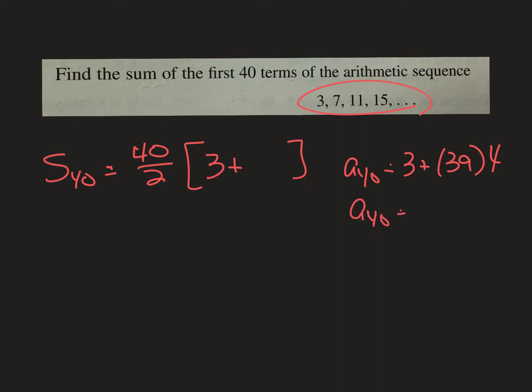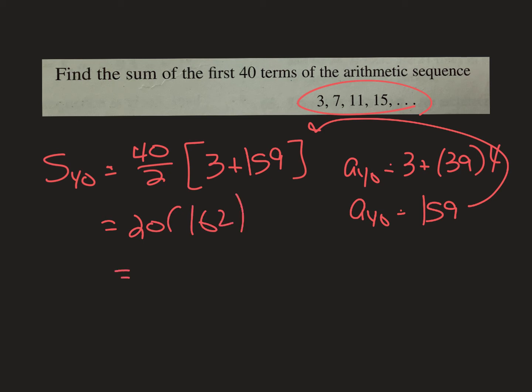3 plus, let's see, 39 times 4 would be 156 plus 3 is 159. And I was going to take that 159 and plug it right in there. Okay, so I get this. I get 20 times 162. Plug all that in, see what you get. 20 times 162 is 3240.